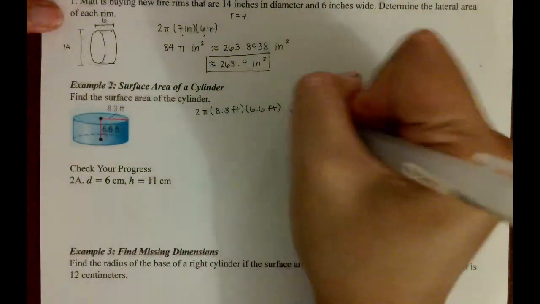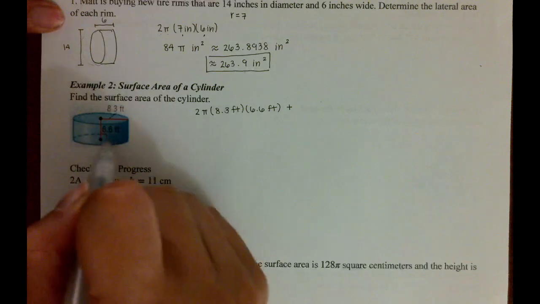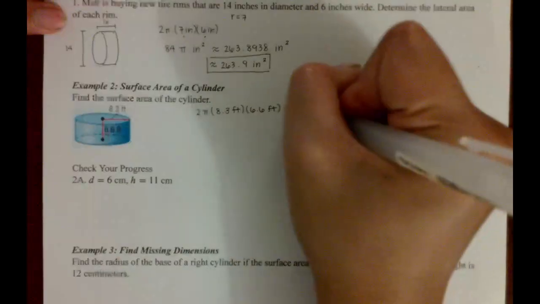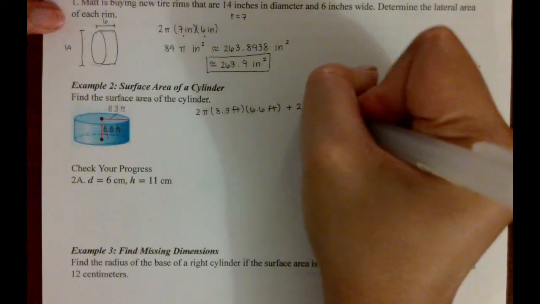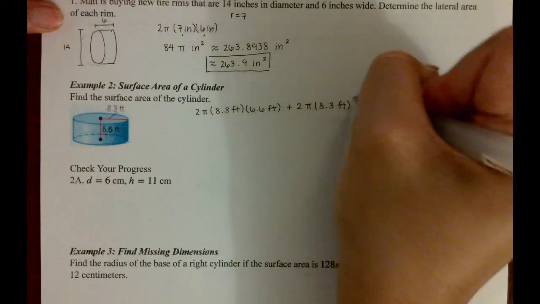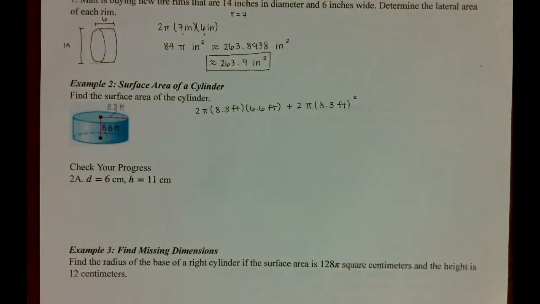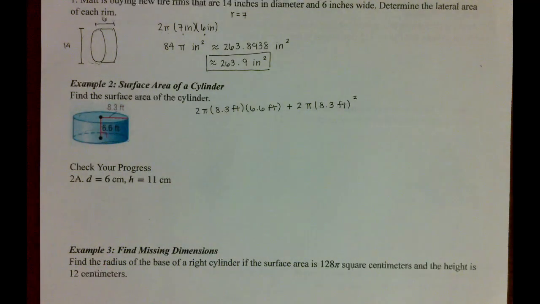Okay. Then we also want our circles, the top and bottom, and since they're 2 and they're exactly the same, I can just multiply by 2 instead of adding it twice. And then that's pi, radius is 8.3 feet, and then I'm going to square it. Okay? Okay, so then I'm going to type that into my calculator. 2 times 8.3 times 6.6. That gives me 109.58.